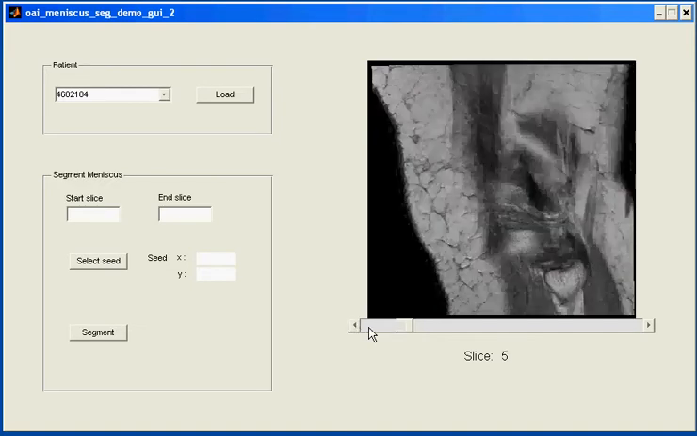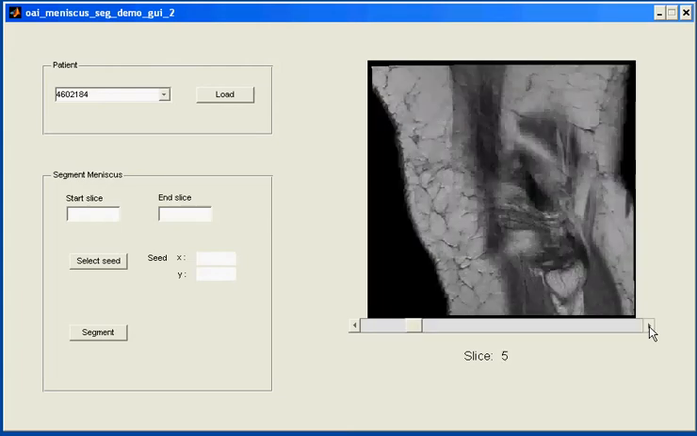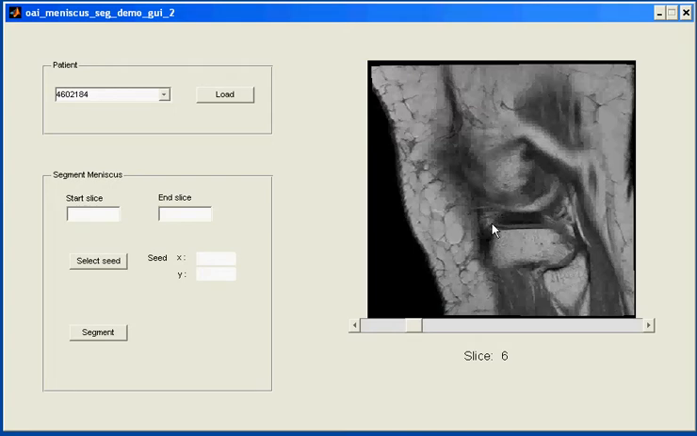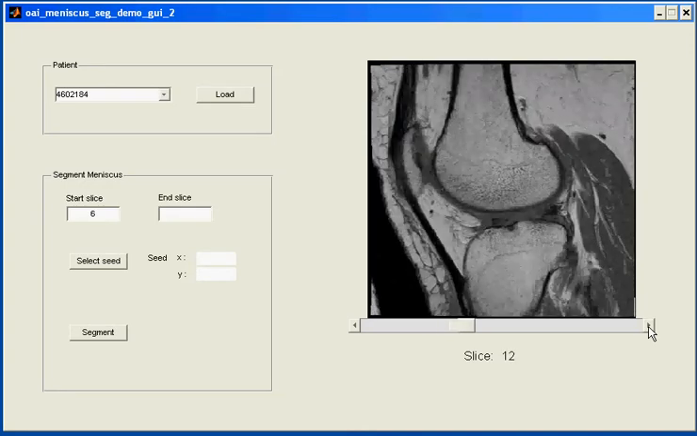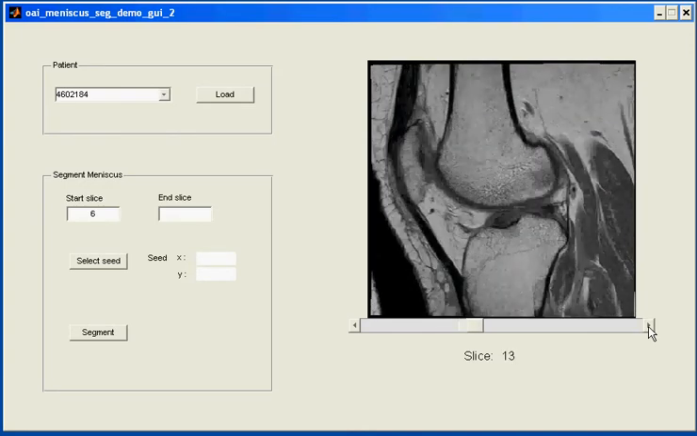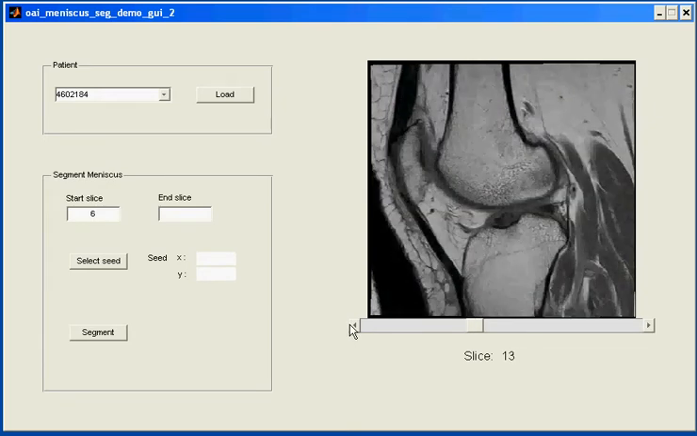So we'll begin the method by finding the first slice that the lateral meniscus appears. So if we'll track through lateral to medial, we see meniscus first appears on slice 6. Another manual input required is the last slice that the meniscus appears. So we're going to continue tracking through the slices until we come across the cruciate ligaments, indicating that the meniscus has stopped. So here are the cruciate ligaments. You can see that slice 13 is the last slice that shows meniscus.